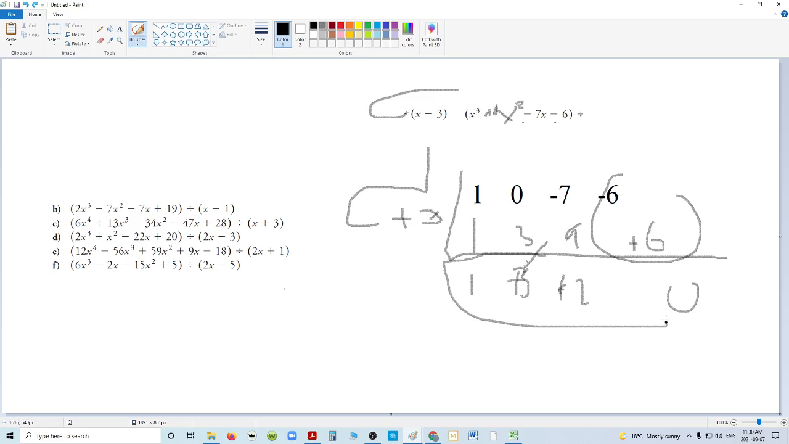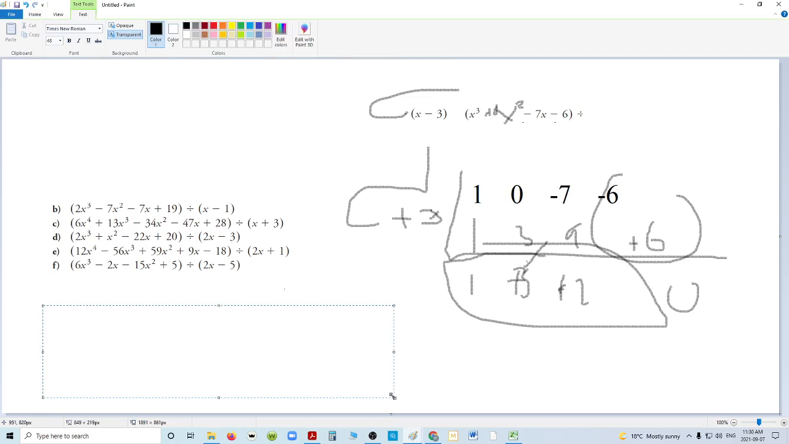And it's 1, 3, and 2. So I can write it down as the remainders are perfect. It's 1x squared plus 3x plus 2. And I'll just get rid of that. Replace it with a bracket.